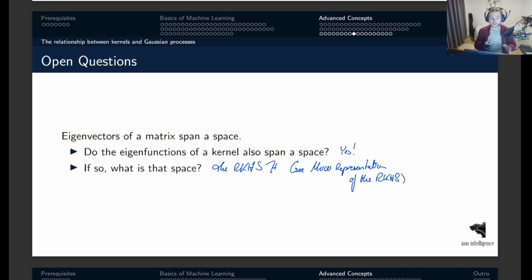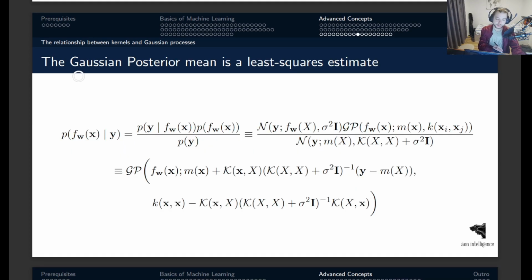But before that, let me show you a really interesting relation between Gaussian processes and the reproducing kernel Hilbert spaces. So first, let's observe that the Gaussian posterior mean is a least squares estimate. So what do I mean with this? We have this posterior conditional density, and this is the density of our estimations given the true labels. Right, so this is the estimation model, which is drawn from a Gaussian process, and this is conditioned on the true labels we have available.